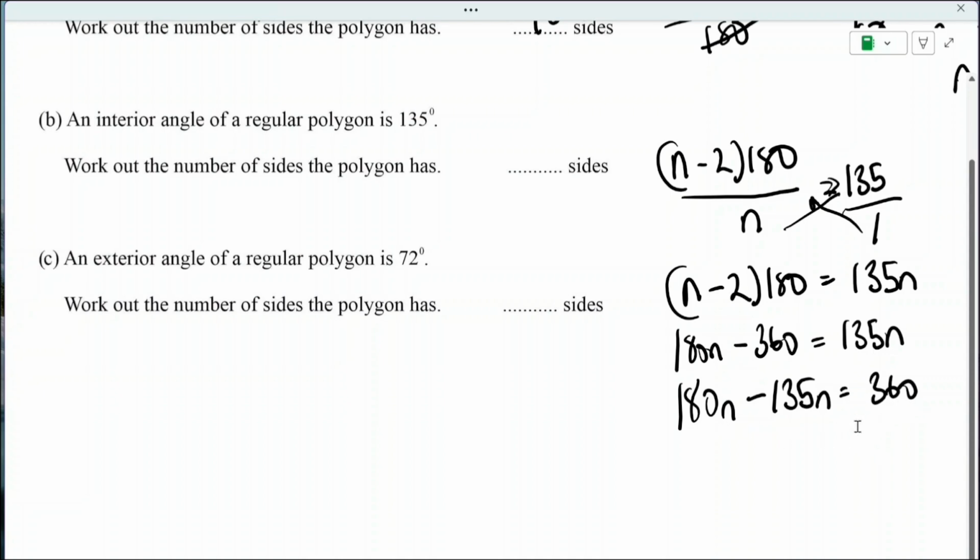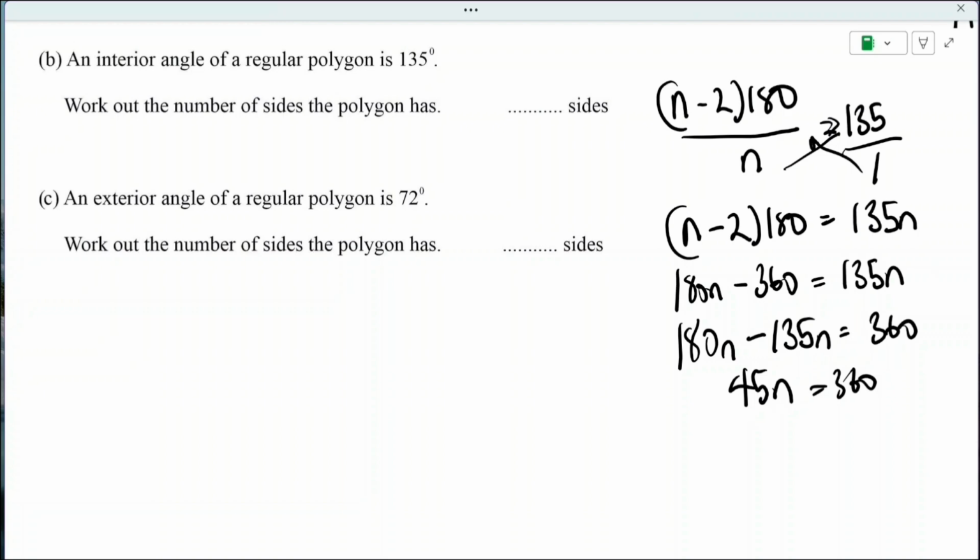You have 180n minus 135n. It's like saying 3n minus 1n to give you 2n. It's just that the values are large. 180n minus 135n will give you 45n. It's just algebra. You can just do 180 minus 135, you get 45, then just add an n to it. So you have 45n equals 360.